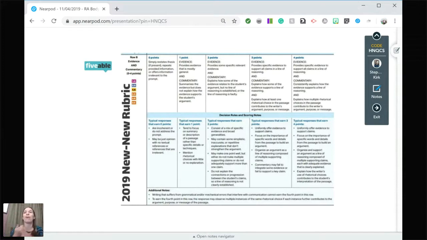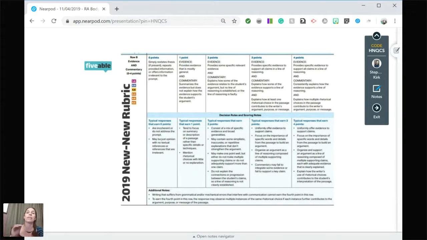So let's look at that 4 category. And note, this is evidence: you are going to provide specific evidence to support the claim and the line of reasoning, okay? But you also have to have commentary that consistently explains how the evidence supports that line of reasoning. So number 1, you've got to have a line of reasoning, and number 2, you have to consistently support it. Now, I'm going to highlight consistently because you want to make sure that with each of your claims about the strategies, you pull this through every single time, okay?